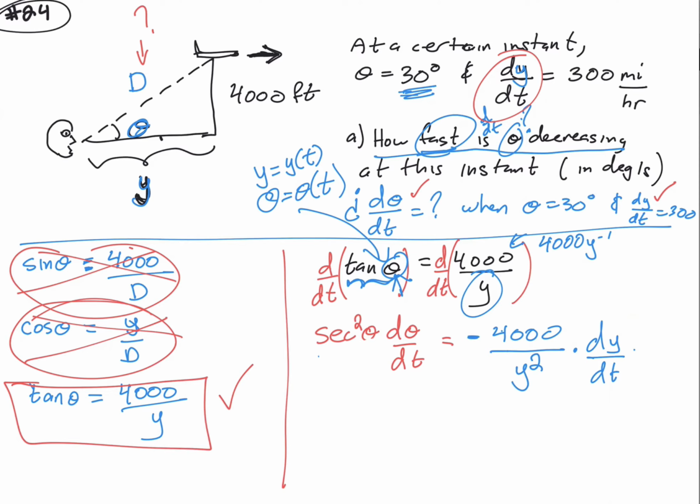Let's see here. All right, so now what do we do at this point? I plug in what I know, right? So I try to plug in all my stuff. Secant squared theta. So do I know what secant is? Plug in 30, right? We're given the angle. So we know the angle is 30. So, okay, well, we can do that, right? So secant of 30 degrees.